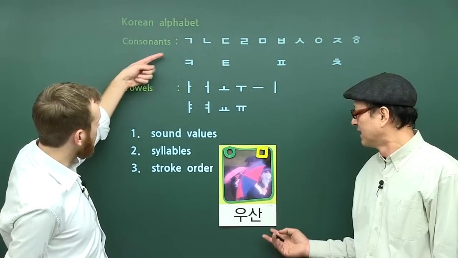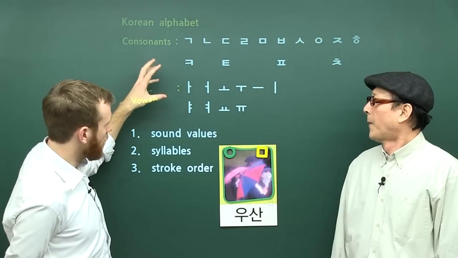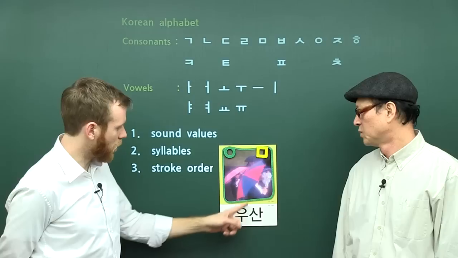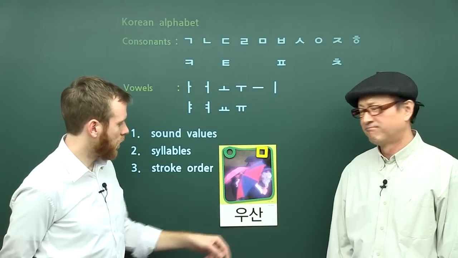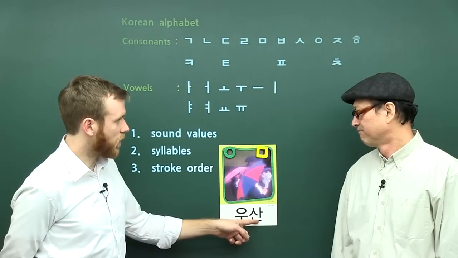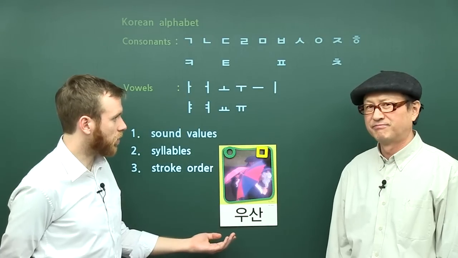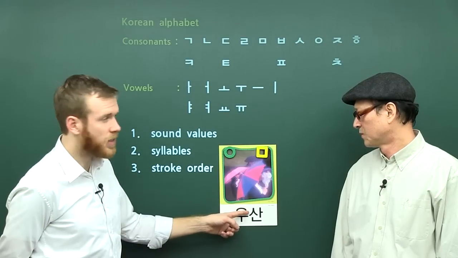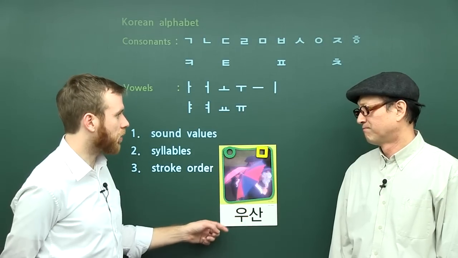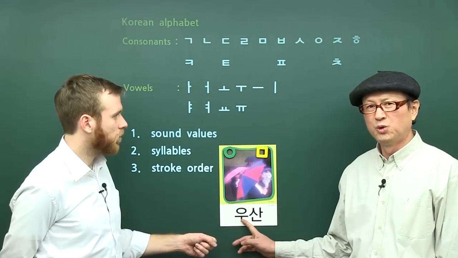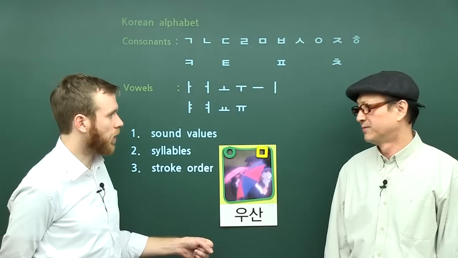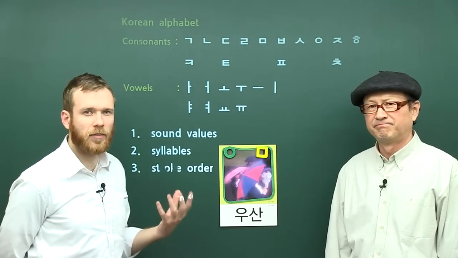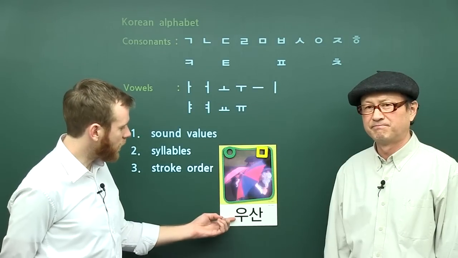So our alphabet up here, basically, we use these consonants and vowels to build syllables or characters. So in this case, again, 우산. Okay, so together, this means umbrella. So if I see this character or this syllable, it always has the same sound, correct? Right. This vowel, 우, it's always 우. Okay. So a little easier than English. Right? The vowels in Korean, they always have the same sound. So this is always 우.